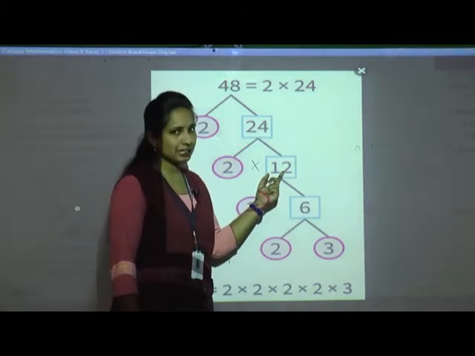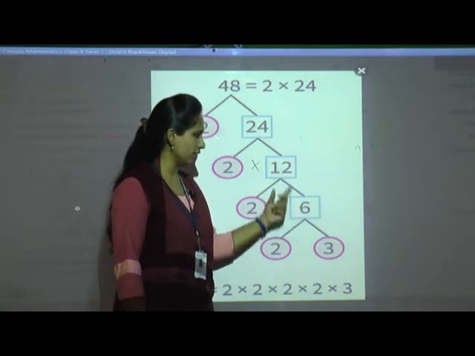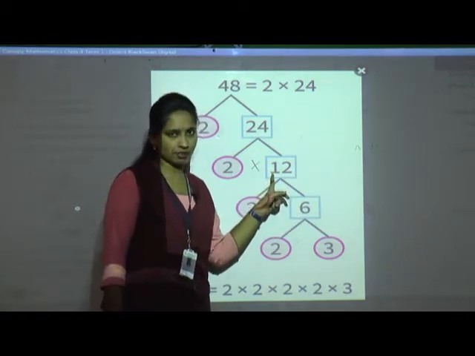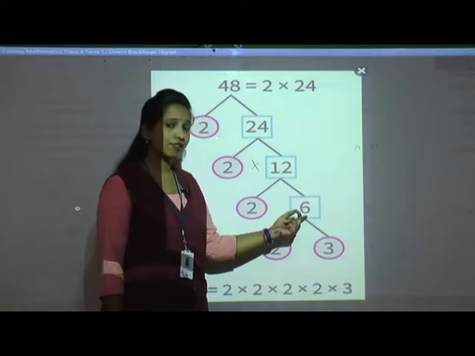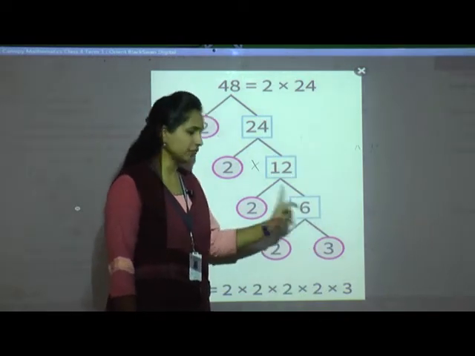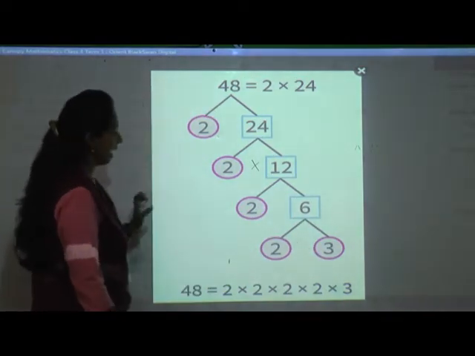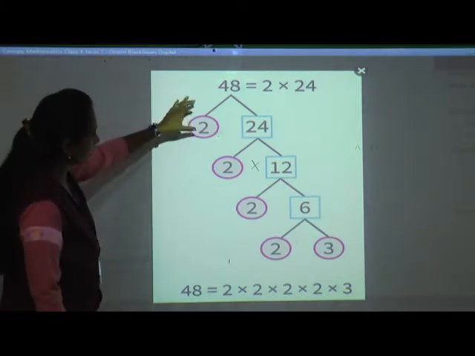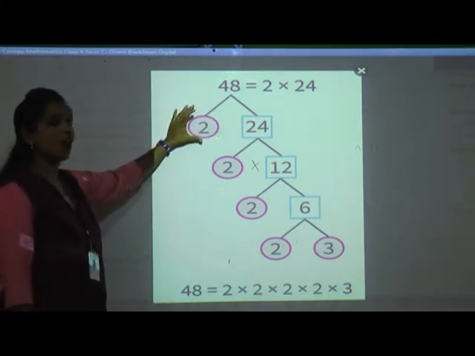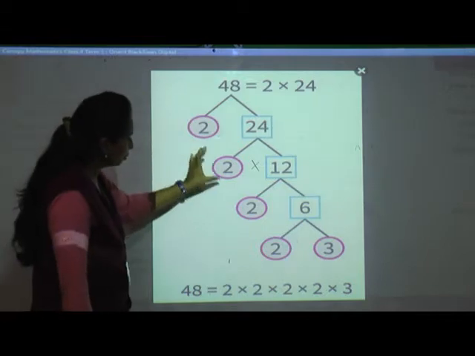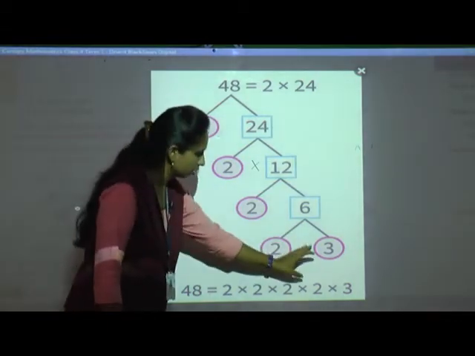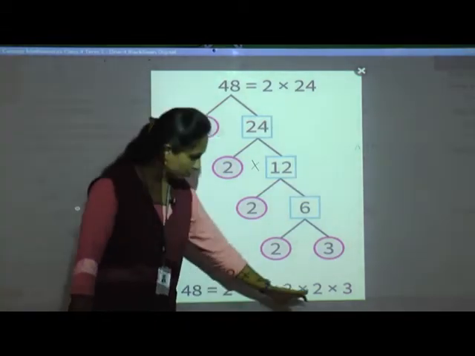Now 12 again we can split up in the factors tree: 2 multiplied by 6 gives 12. Again 6 also we can split up, that is 2 multiplied by 3 is 6. Now at the end you can see what the prime numbers are. Just take all the prime numbers together: 2, 2, 2, 2, 3.